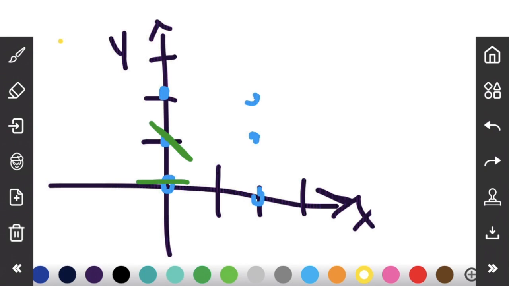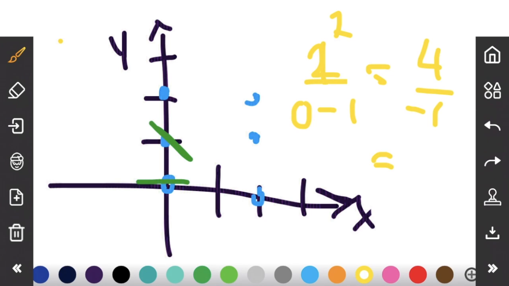And now for the next point, 0, 2. So we'll have 2 squared over 0 minus 1, which equals 4 over negative 1, which equals negative 4. So right here, the slope is going to be negative 4. As best as you can, make sure that the slope is steeper than the negative 1, but you don't have to be exact. So those are the first three, and it's the same on the other side.